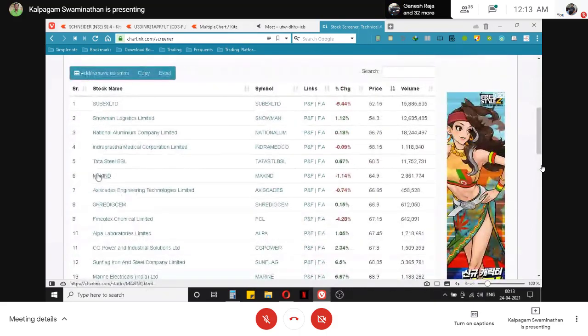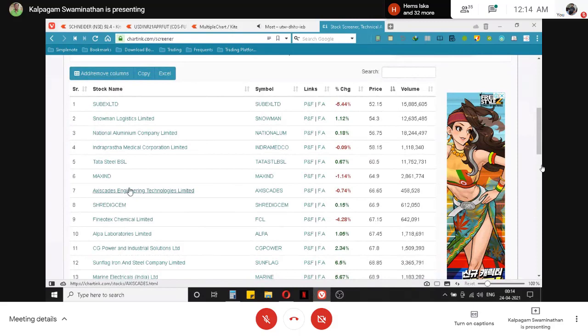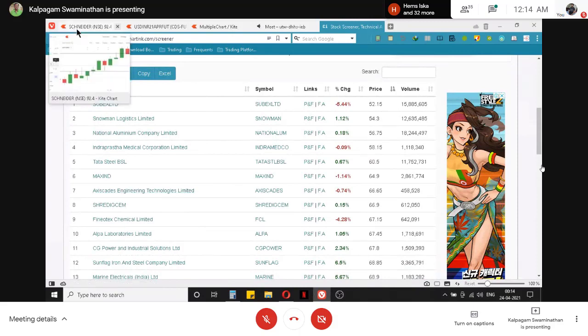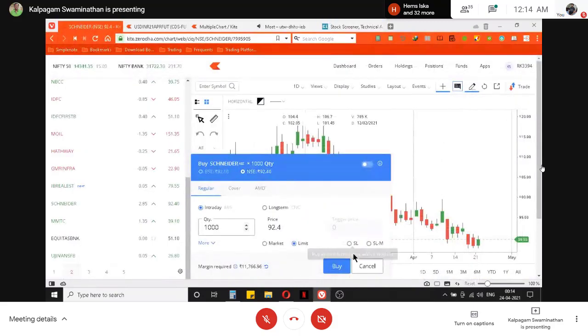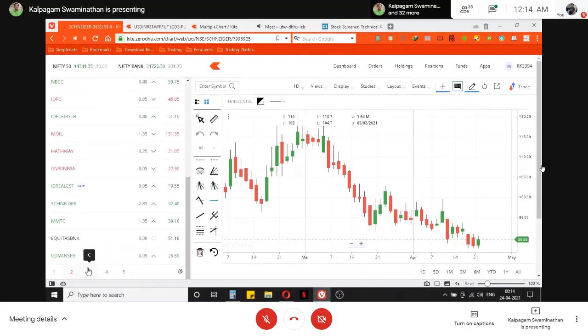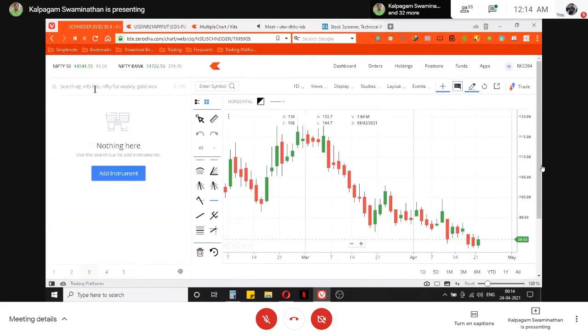I'm just making a filter. Now what I do is I add these things to my watch list and find out how much Zerodha wants me to pay as margin. Let's take Snowman Logistics.